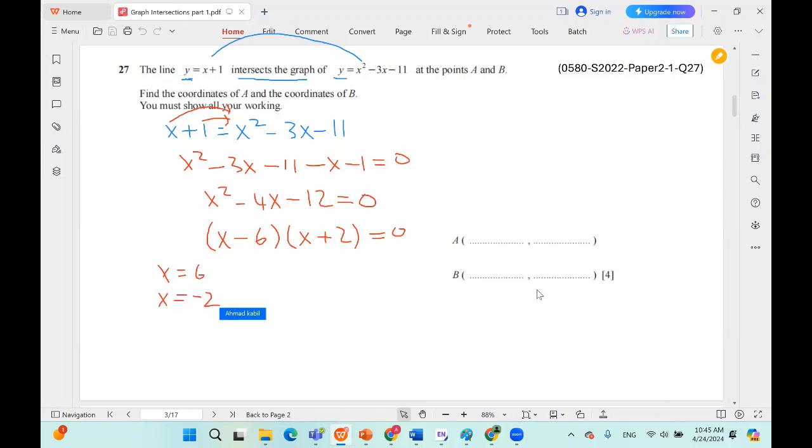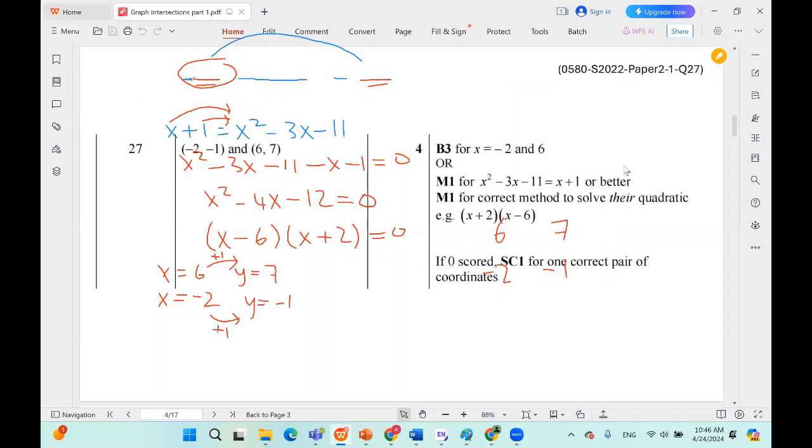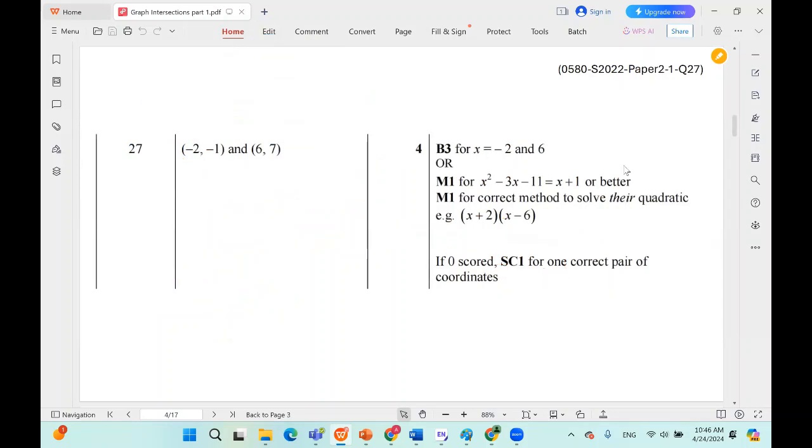Of course, we have to find the y. So it is definitely simpler to plug into the line than into the curve. If you plug in either one, you will get the same answer for y. However, this is much easier to evaluate. So y equals x plus 1. So of course, y equals 7 and y equals negative 1: 6 plus 1 and negative 2 plus 1 as well. So we have 2 points here, (6, 7) and (negative 2, negative 1). And these are the correct answers here.